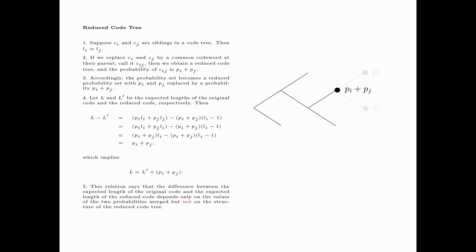This relation says that the difference between the expected length of the original code and the expected length of the reduced code depends only on the values of the two probabilities merged, but not on the structure of the reduced code tree.